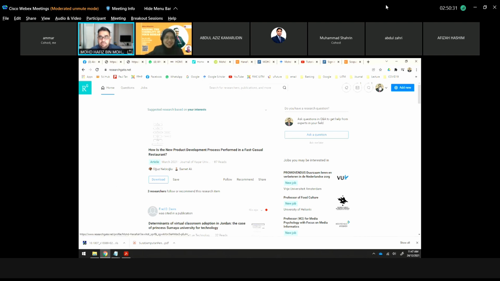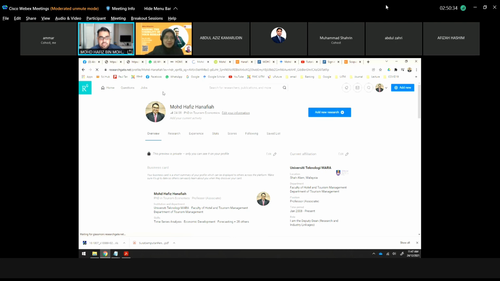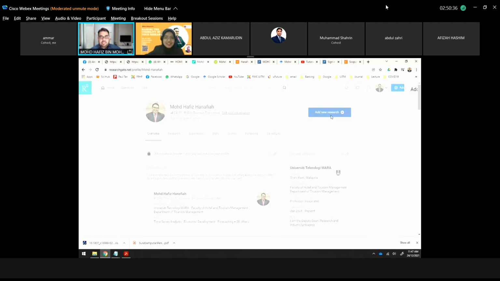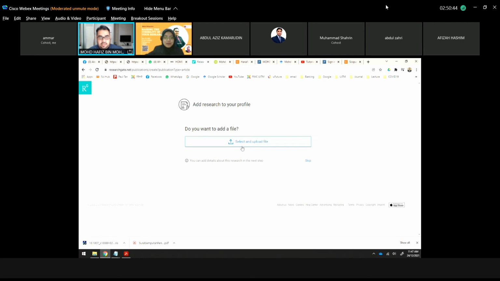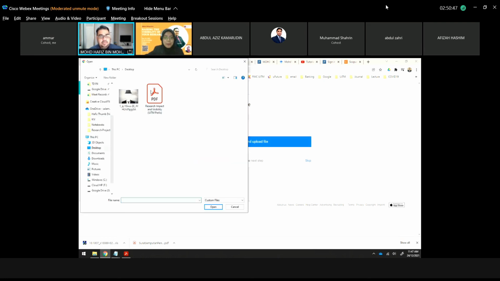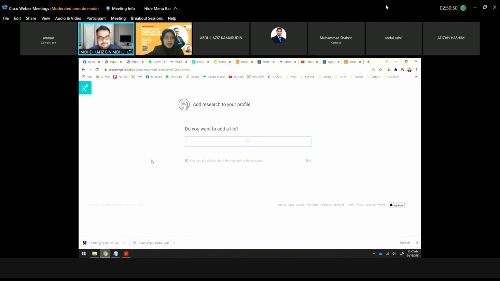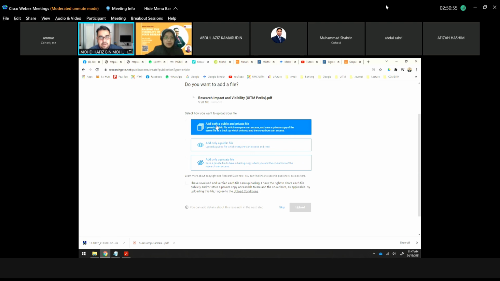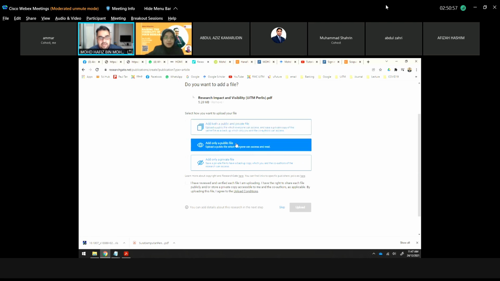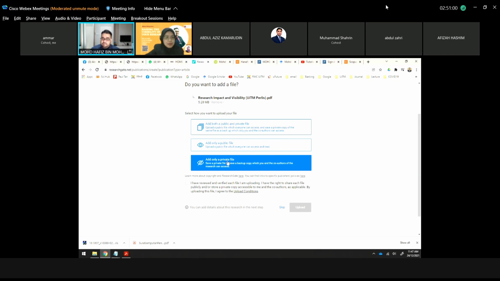So what happens here, if you want to publish your paper, this is your ResearchGate, add new research. Kita pergi pada, katakan you publish a journal article ya. Dia akan minta you upload the file, so saya upload saya punya file ni. Dan nampak tak sini dia kata add both a public and private file, add only a public file, add only a private file. Okay, so if the editor ataupun the journal tu insist that you punya paper ni ada copyright, you just click dekat ni, add only a private file.